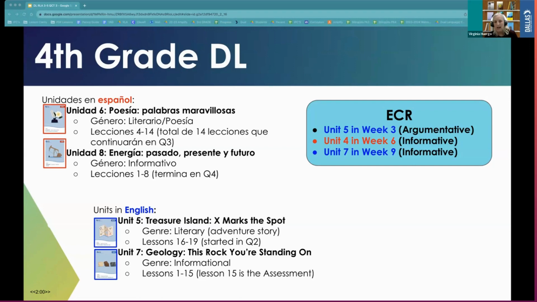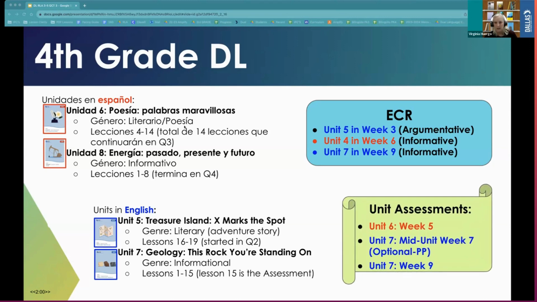Regarding the ECRs, in quarter 2, we did 2 in Spanish and 1 in English. This time, to balance the writing practice, we're doing 2 in English and 1 in Spanish. The first one is for Unit 5 in week 3, which is an argumentative piece, regarding the Treasure Island unit. Then you have Unit 4, which is in week 6, informative, and Unit 7 in week 9, which is also an informational one.